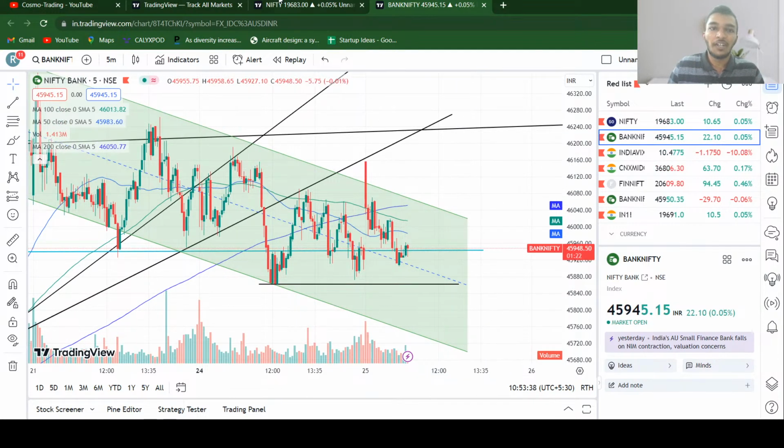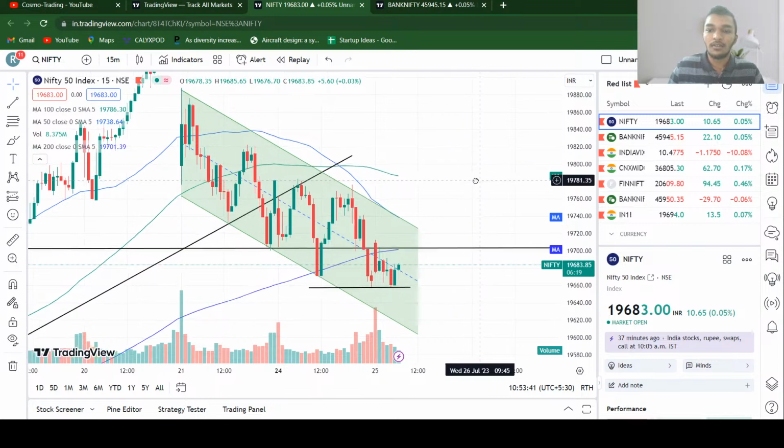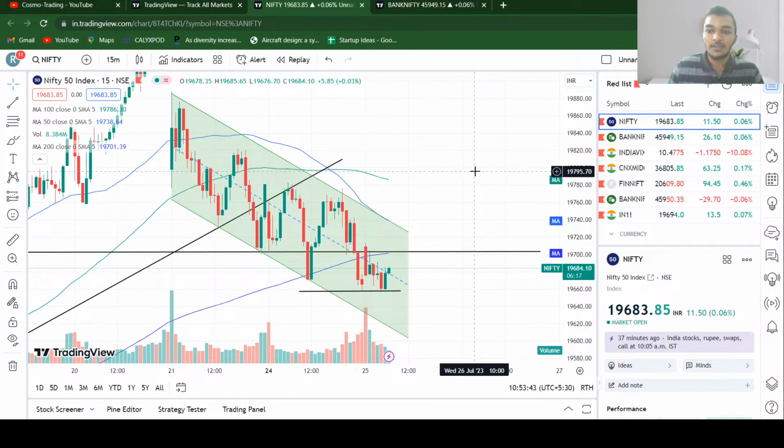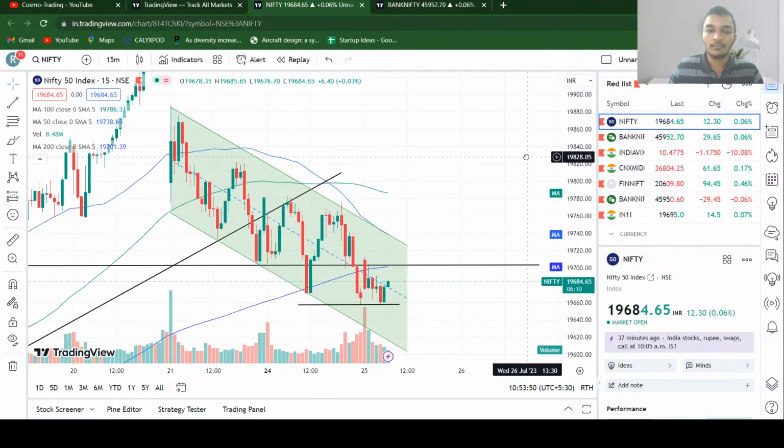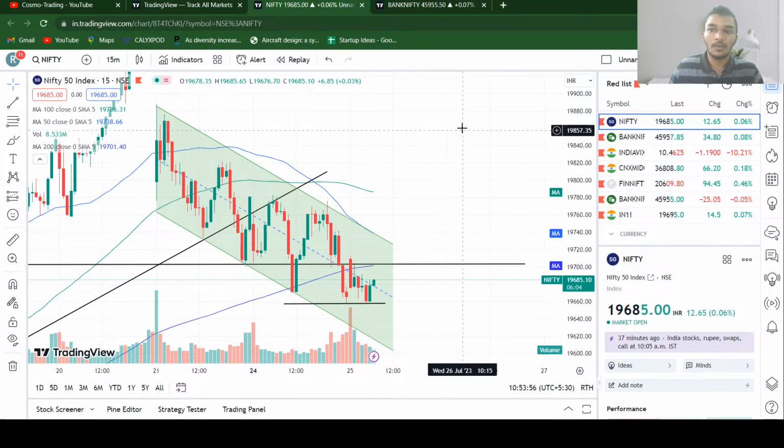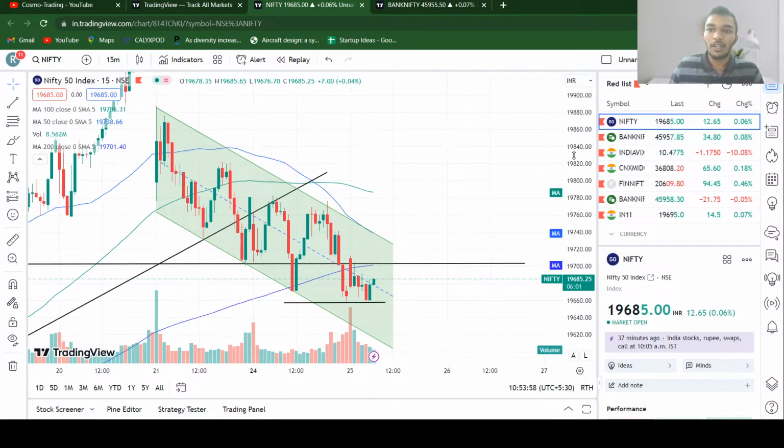So Bank Nifty and Nifty right now both are doing time pass. They are not giving any trade.